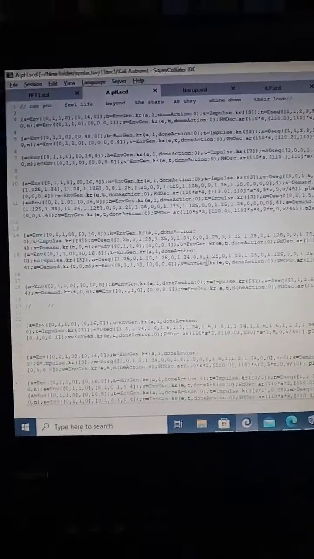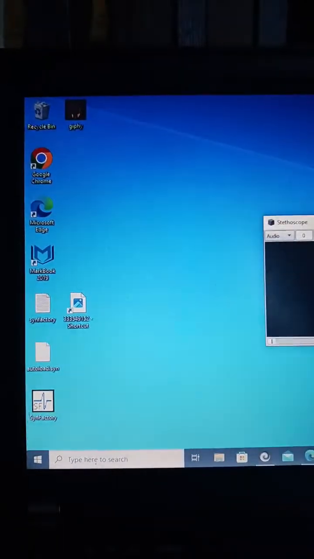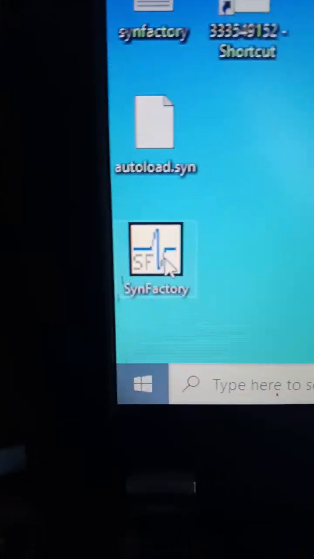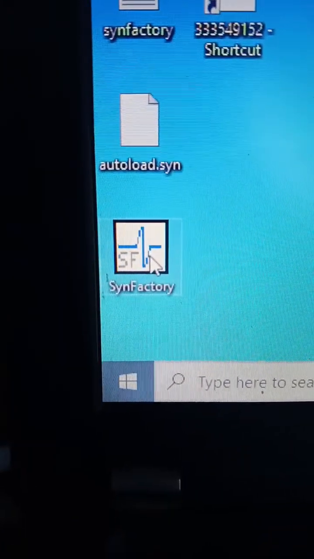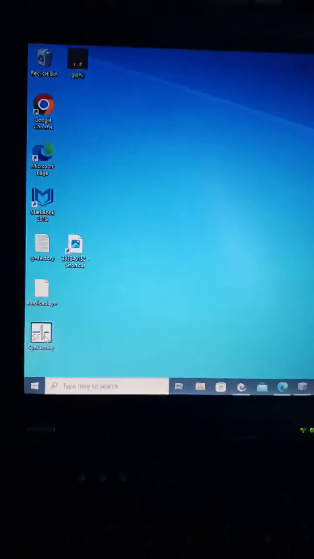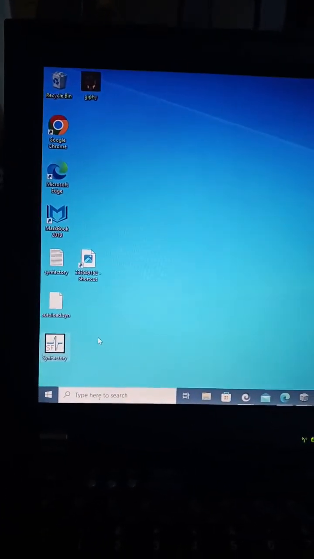But yeah, Collider's cool. Having an oscilloscope is cool. So my other favorite program is this one right here called Sin Factory. And this is a modular synthesizer program, and I was trained and raised on modular synthesizers, so I understand them really well.